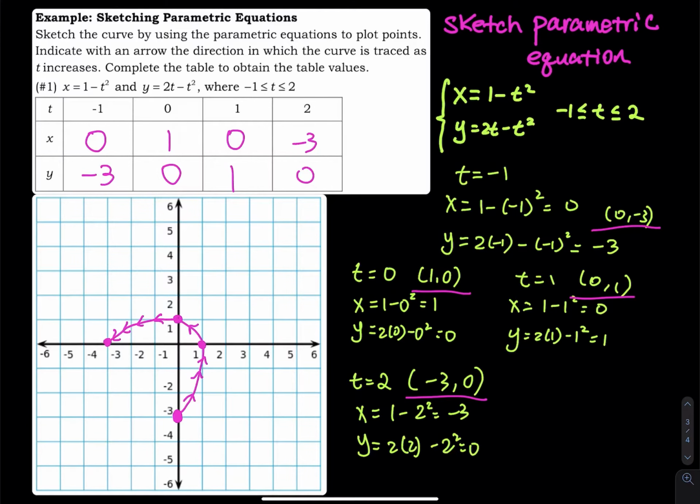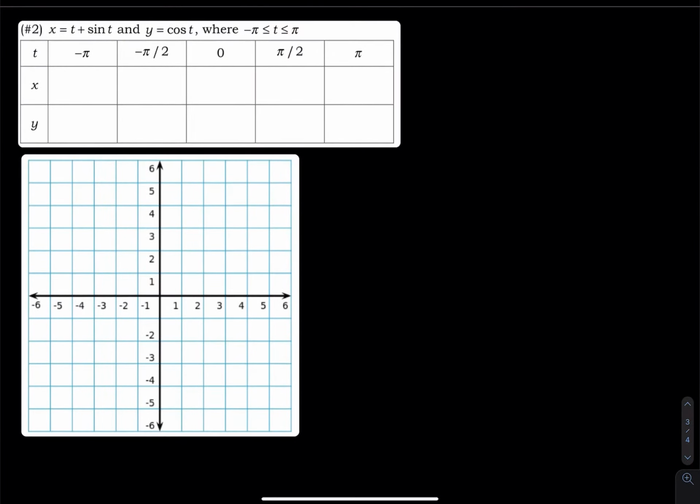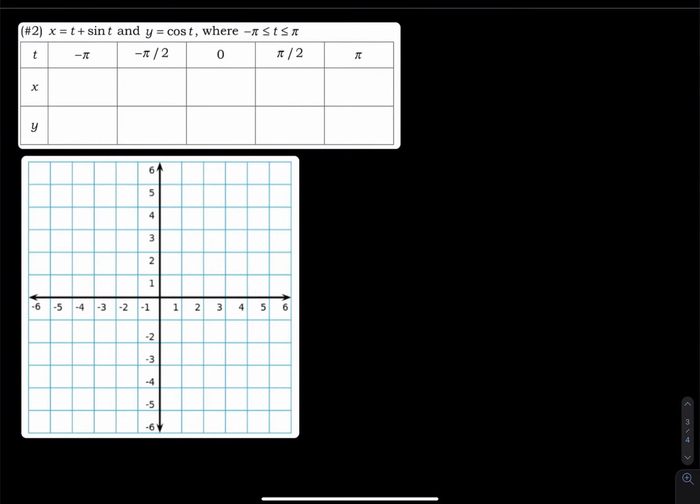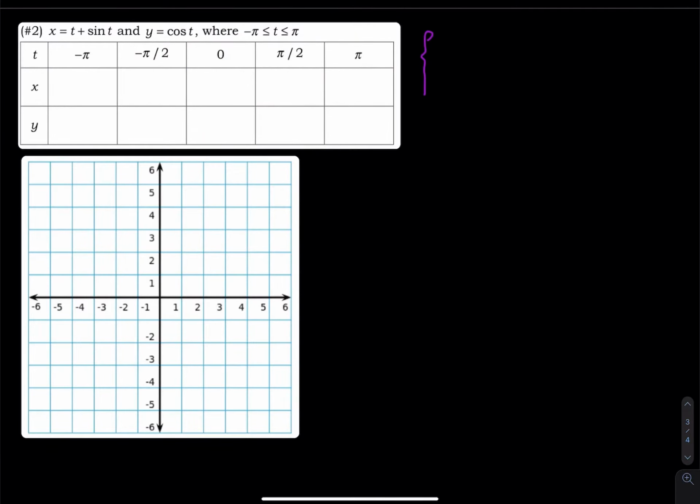All right, so this is the first one, and then I have one more, because one problem is never enough. The next one, I will make it more fun. I will put this on a trig function. So our parametric equation is x equals t plus sine of t, and y equals cosine of t. T is a parameter that links the two parametric equations together, and the interval of t is between -pi and pi.